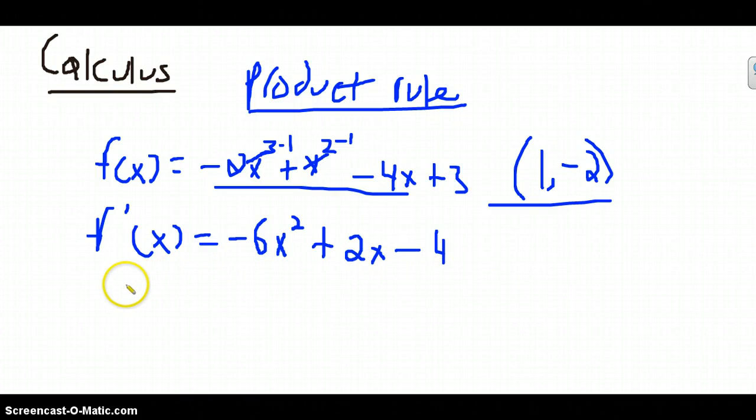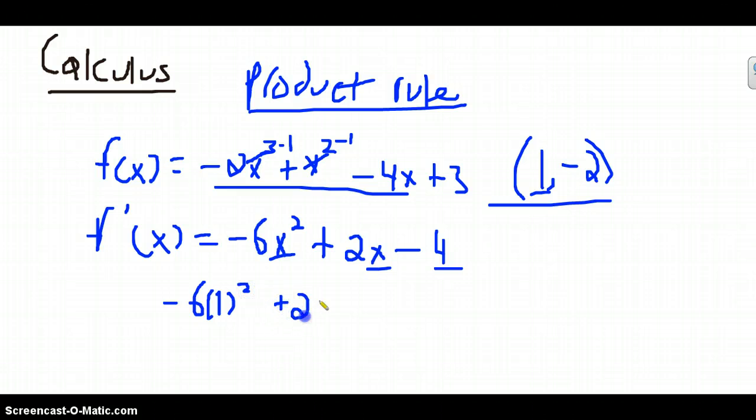And now what we're going to do is apply point slope. Actually, before I apply point slope, I'm going to plug this x into these x's. So negative 6 times 1 squared plus 2 times 1 minus 4 is equal to negative 8. I just want to check that real quick to make sure it's correct. Negative 6 times 1 squared plus 2, minus 4. Yes, negative 8.